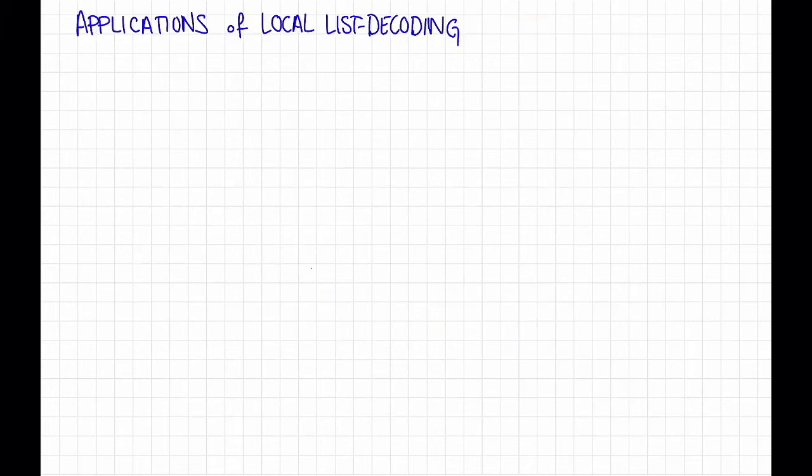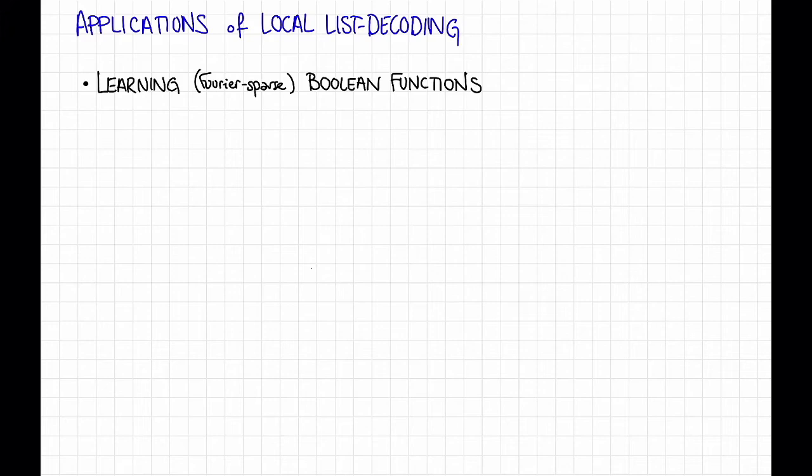So local list decodability might seem like a funny definition, but actually it has a lot of applications. In fact, we've already seen one, which is how we started this whole discussion a couple of videos ago. That application was learning Boolean functions that are sparse in the Fourier domain. Let's recall the setup we had from a couple of videos ago.